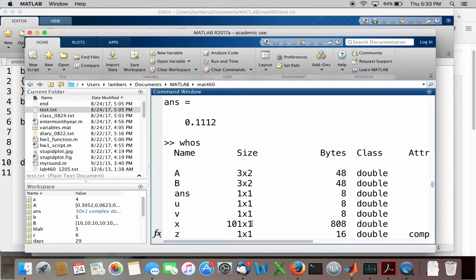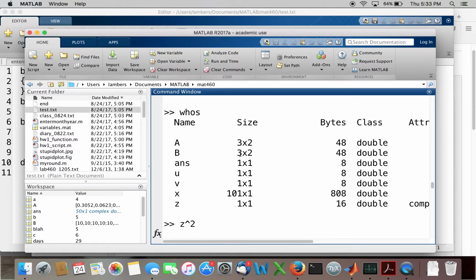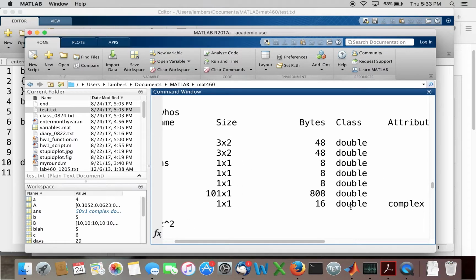Now, if I look at my variables using the whos command, that gives me information about them, like the size of your matrices or vectors, and also how much storage they take up. Every double precision floating point real number occupies 8 bytes of space. So here we have a matrix A that has 6 elements in total, so it takes up 48 bytes. Whereas z is a complex number, just one number, it takes up 16 bytes, and it's noted here that it's complex. 8 for the real part, 8 for the imaginary part.